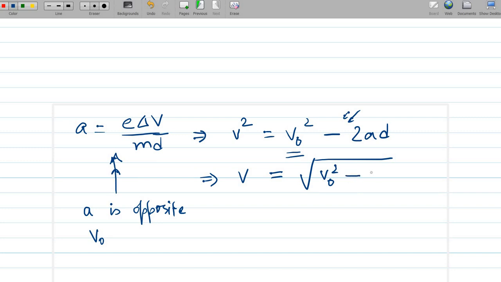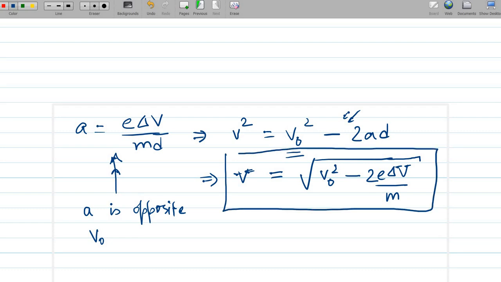So minus 2 E delta V divided by M D into D. So D cancels, so it's just M. So that's the answer, right? This is speed, this is lowercase, this is uppercase. That is the answer.